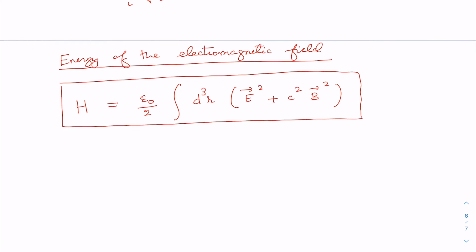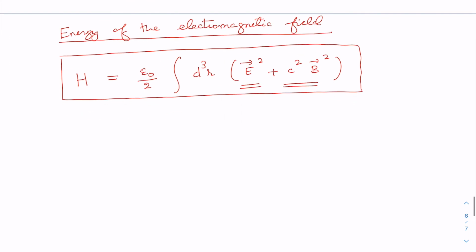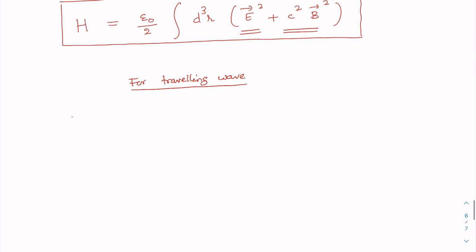In fact, this equation gets further simplified for traveling waves, because for a traveling wave the first term and the second term are equal. So we can write the total energy for a traveling wave as epsilon 0 times the integral d^3r E^2. Okay, let us now work out this integral.